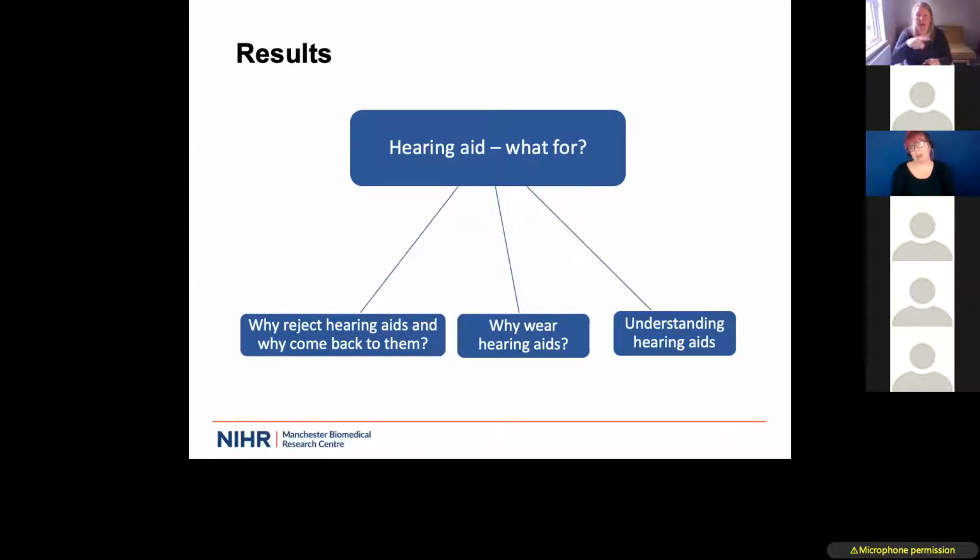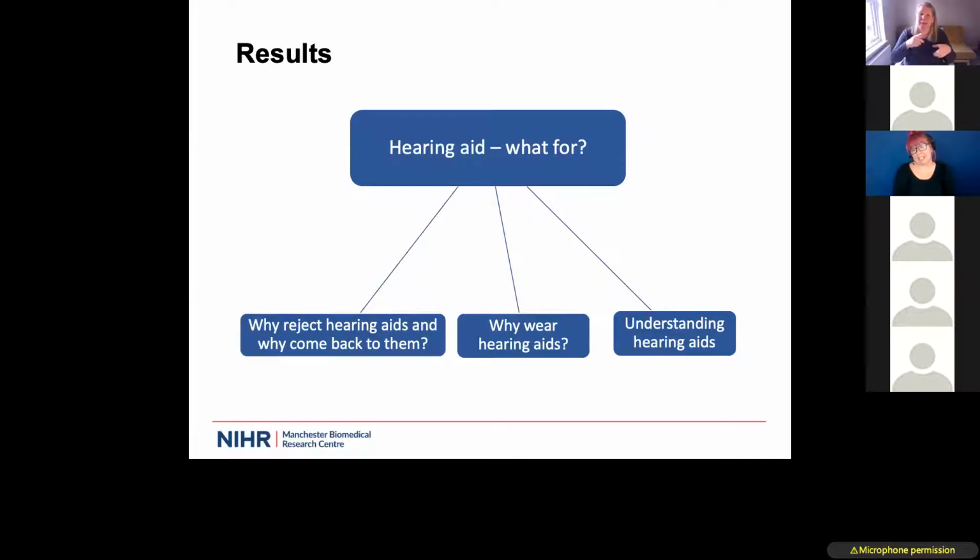2 of the participants returned 15 to 17 years later because they wanted to be able to hear their baby cry. Sorry, the second one was medical reasons. And the third participant came back 55 years later because of improvements in technology. So I asked why they wear hearing aids, and they all reported that they wanted to feel safe and comfortable and have access to environmental sounds.